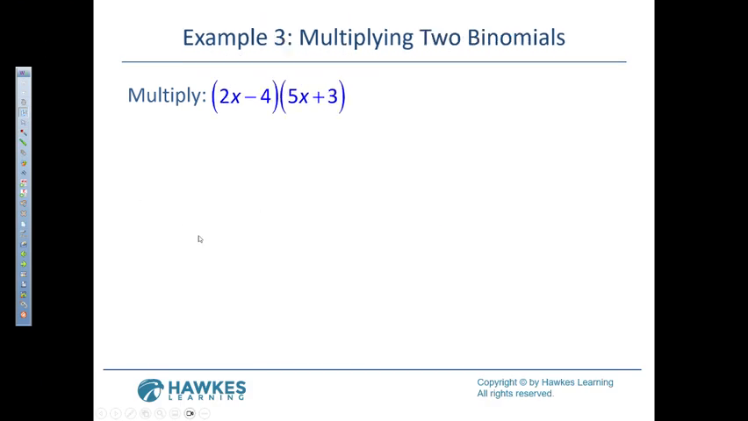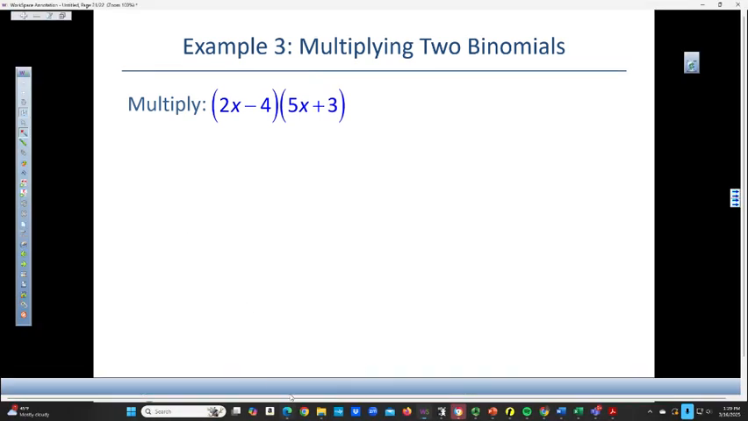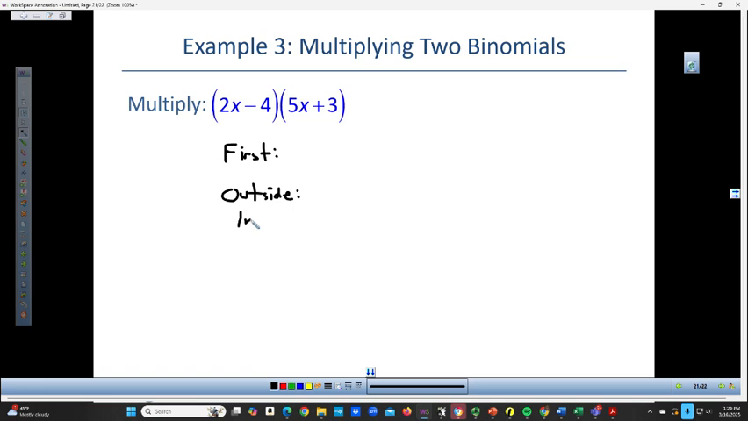All right, so now here we go. So first we're going to talk about the FOIL method, okay? And the FOIL method just means first: multiply your first terms, multiply your outside terms, multiply your inside terms, and then multiply your last terms, right? And so FOIL, if you just look at the first letter in each one of those directions, that's how you get the word FOIL, right?